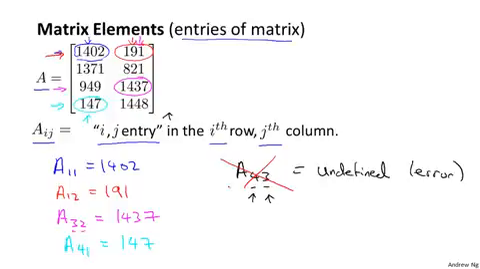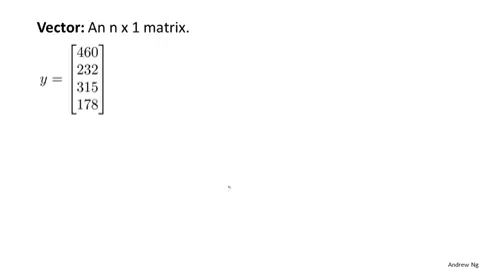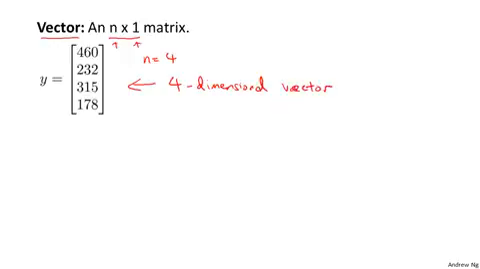Next, let's talk about what a vector is. A vector turns out to be a special case of a matrix. A vector is a matrix that has only one column. If you have an n by 1 matrix, remember, n is the number of rows, and 1 here is the number of columns. So a matrix with just one column is what we call a vector. Here's an example of a vector with n equals 4 elements. Another term for this is a 4-dimensional vector. It just means that this is a vector with 4 elements, with 4 numbers in it.